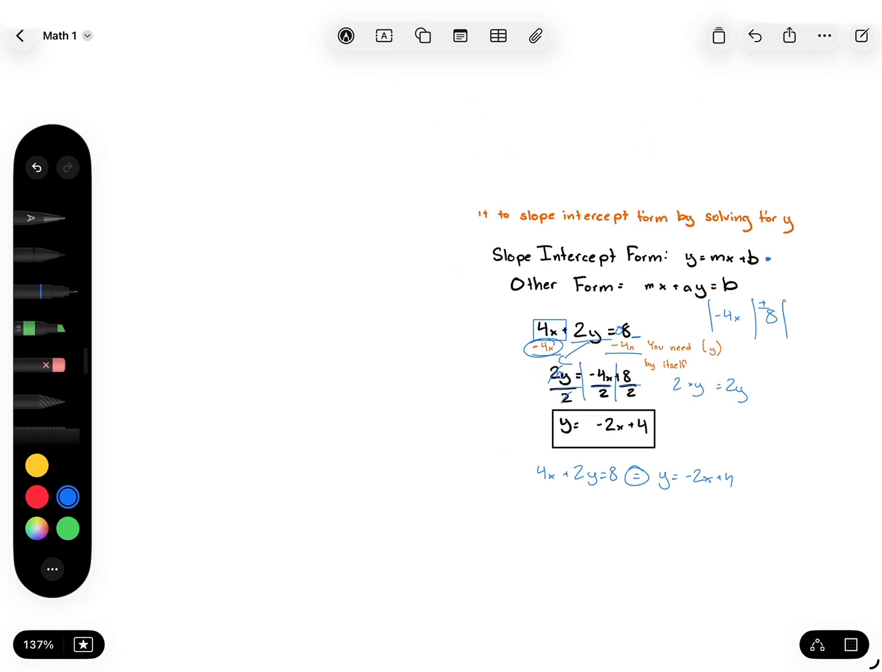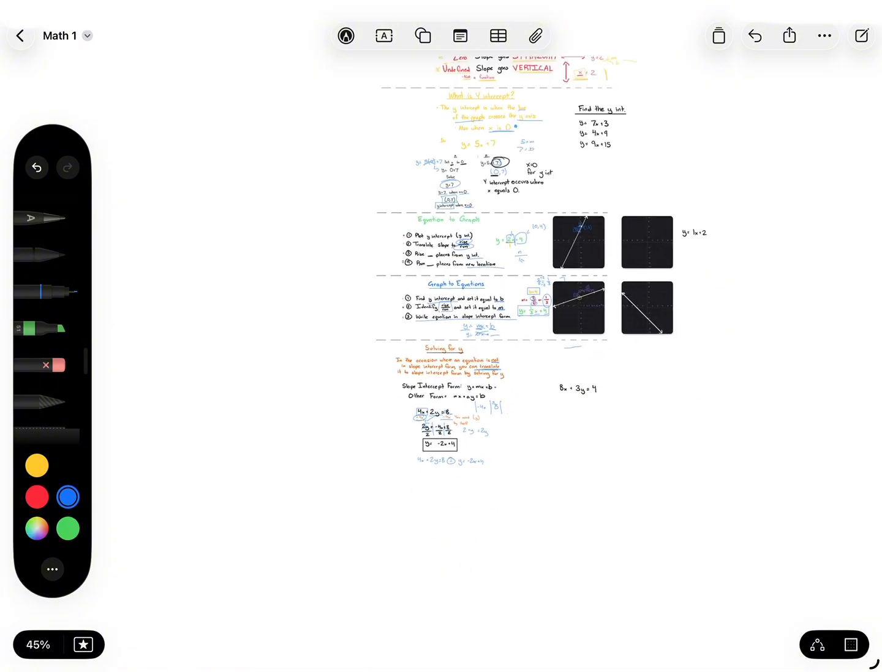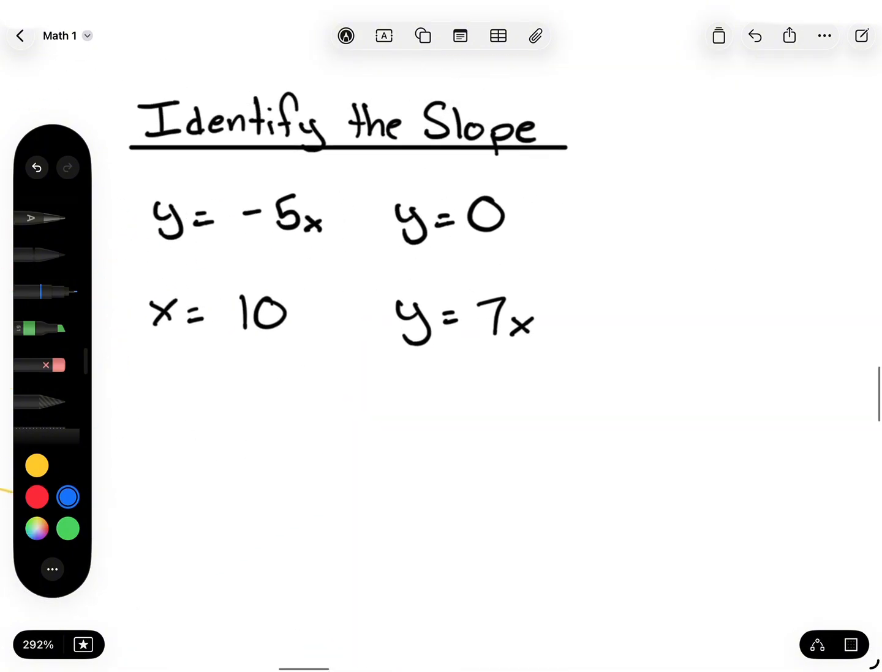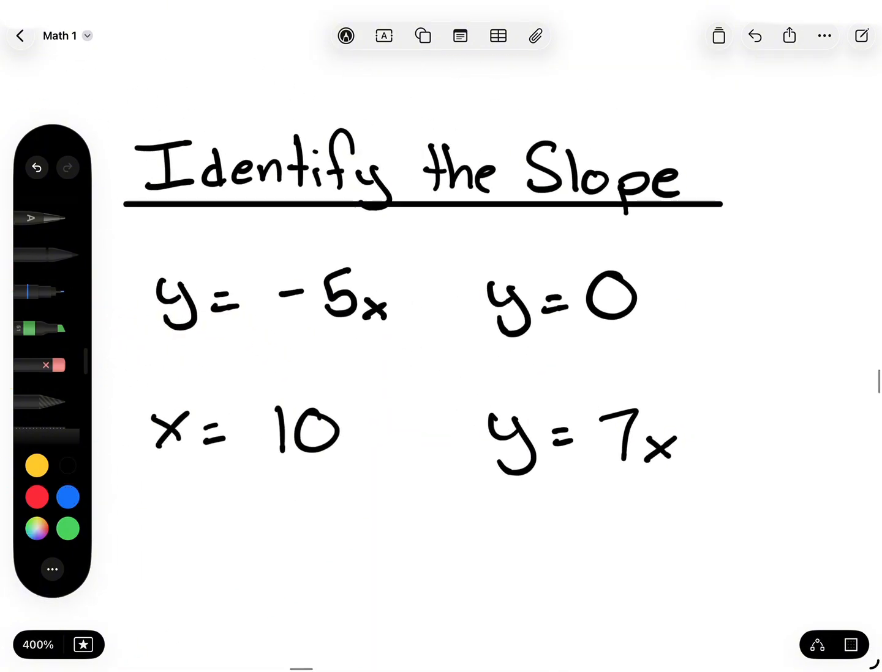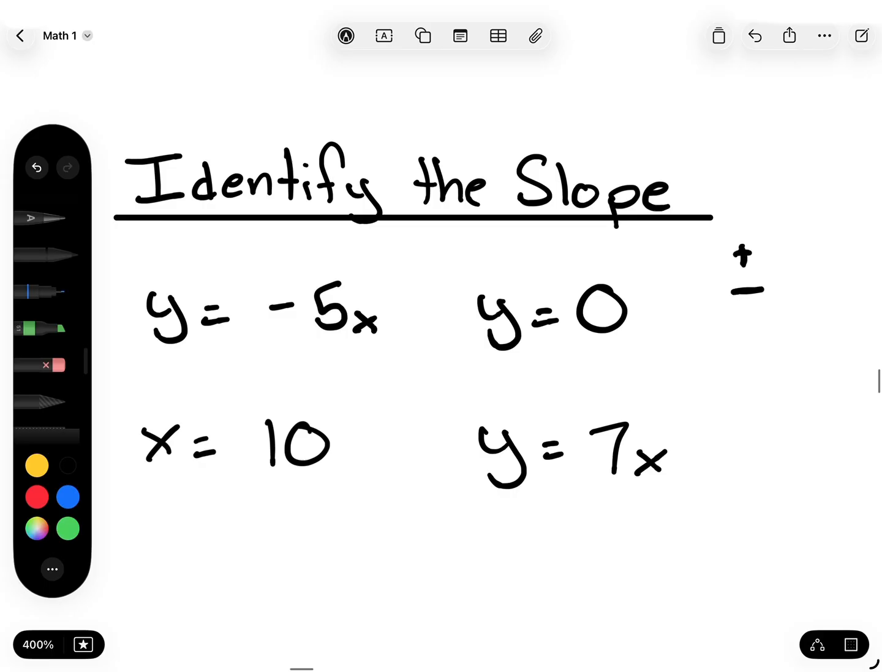Now let's practice everything that I've talked about. First, I'm going to go with identifying the different types of slope. The 4 types are positive, negative, zero slope, and then an undefined slope. So our negative slope occurs when we have a minus in the slope, which is right here. So this is negative slope.